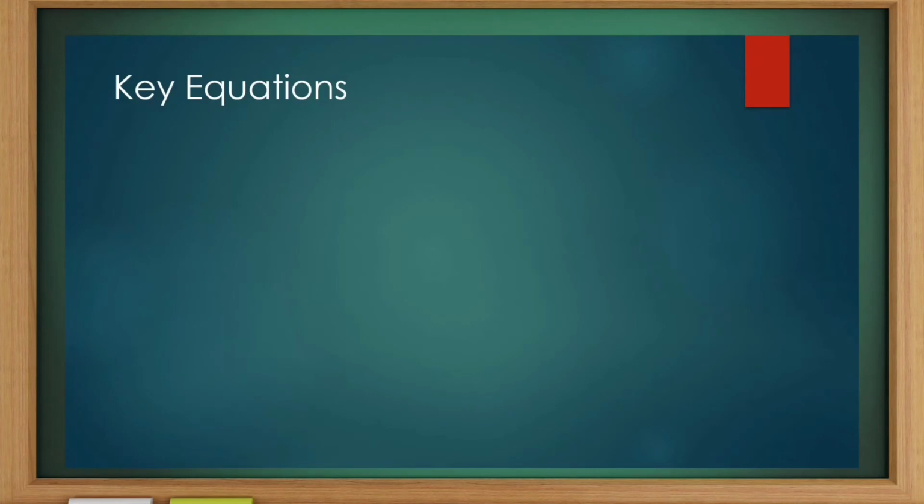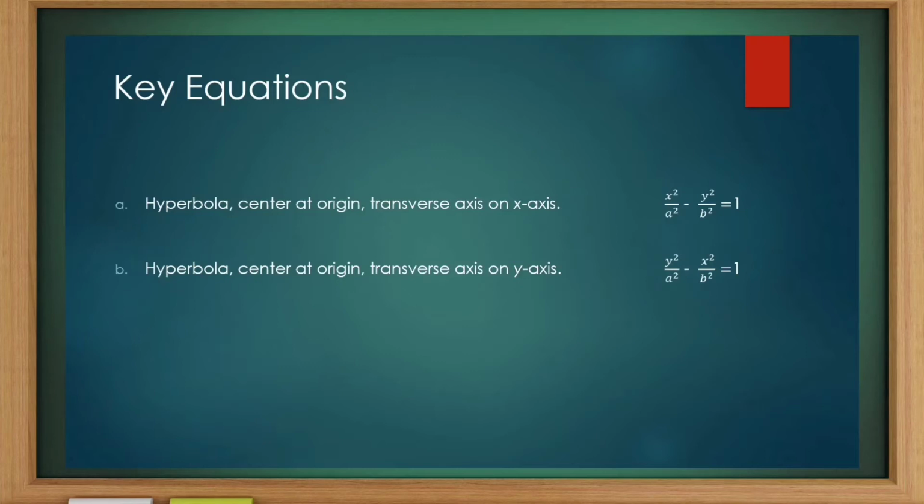Key equations of the hyperbola. For letter A, we have the equation x squared over a squared minus y squared over b squared equals 1. The center of the hyperbola is at the origin. Since the values of h and k were not given, the transverse axis is on the x-axis since the variable on top of a squared is x. For letter B, we have the equation y squared over a squared minus x squared over b squared equals 1. The center of the hyperbola is at the origin, then the transverse axis is on the y-axis since the variable on top of a squared is y.